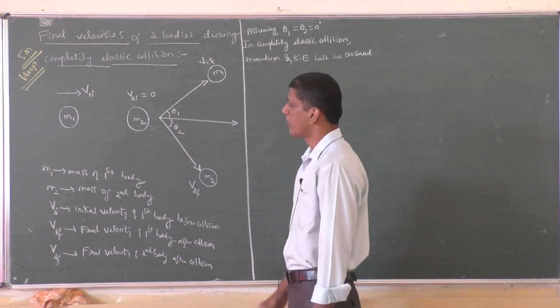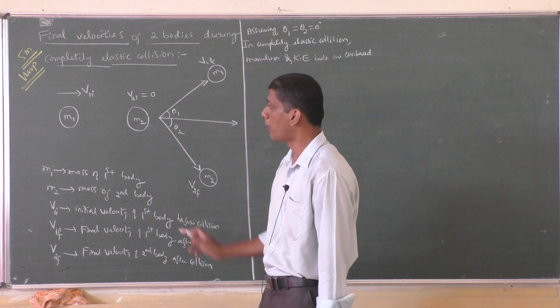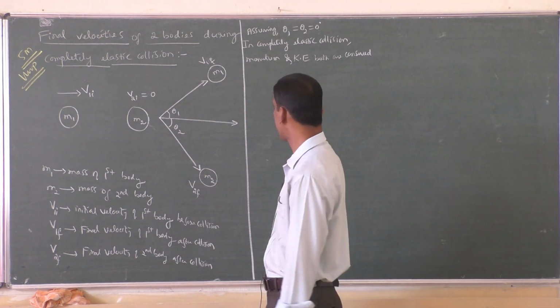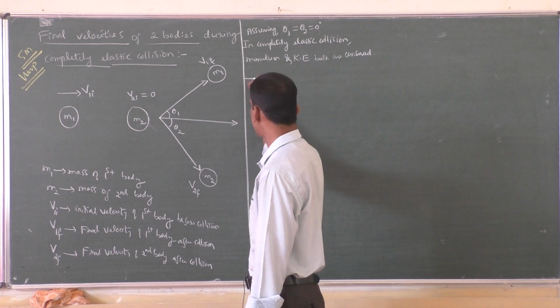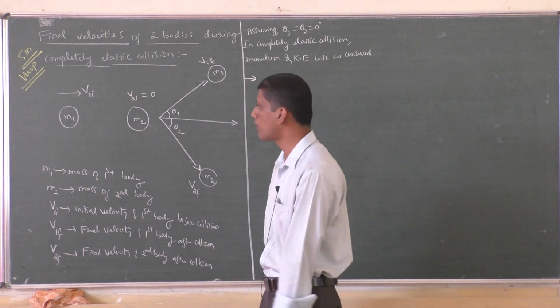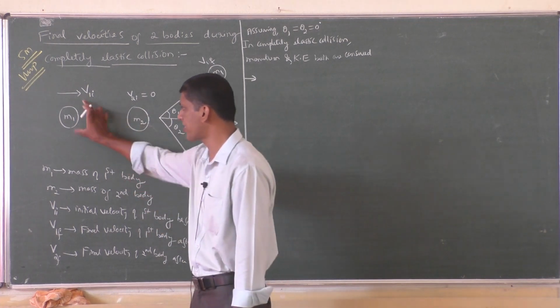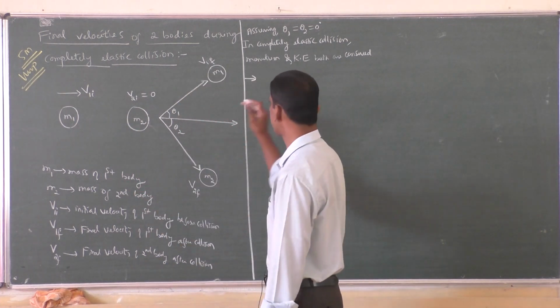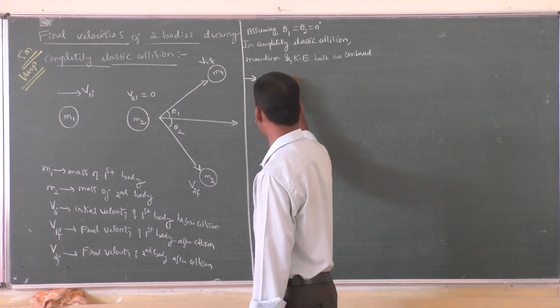Now, first of all, we have to write the formula for the momentum concept. Momentum is conserved. Momentum is conserved means, now the formula: total momentum before collision should be equal to the total momentum after collision. What is the momentum of the first body? Momentum of the first body is given by m1 v1i.